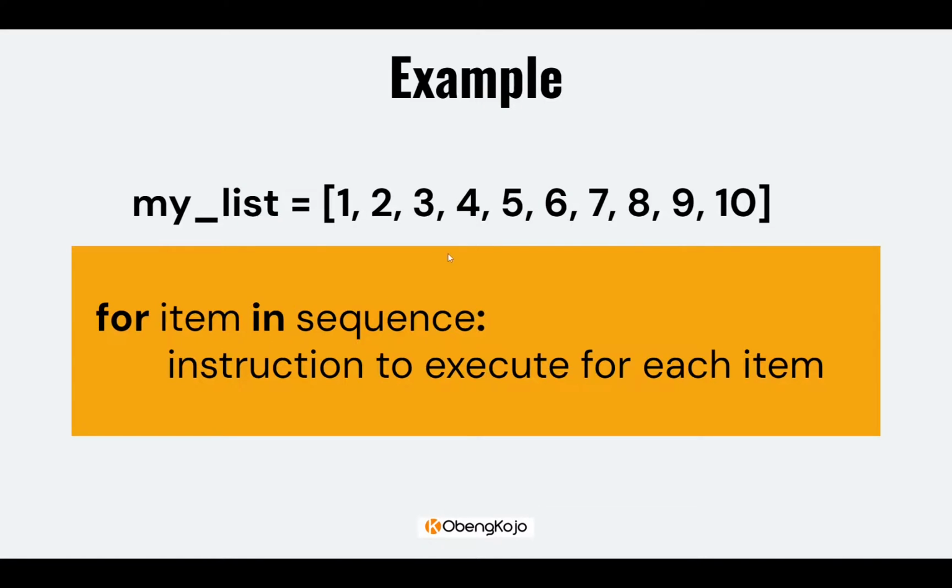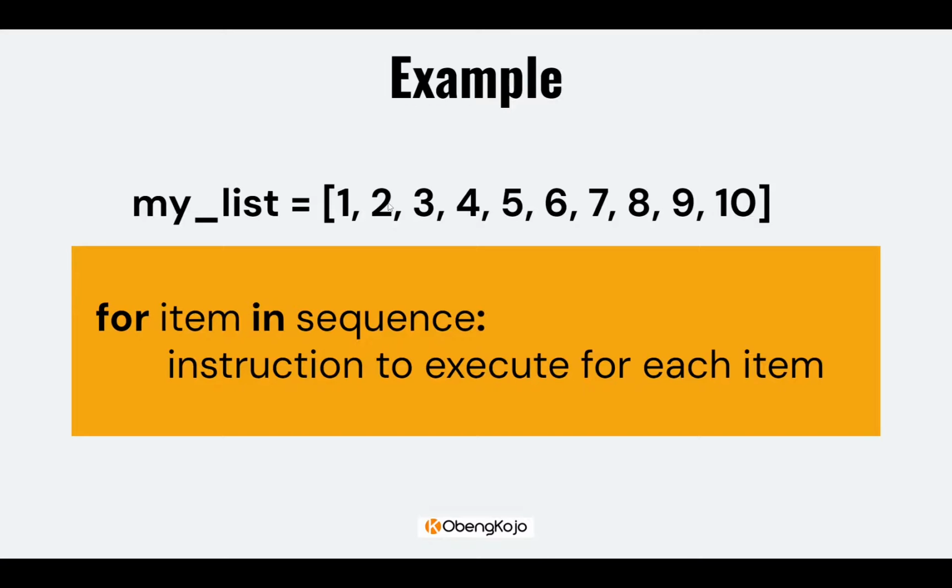Now let us look at a typical example. I've declared a variable my list, and in that I've stored some numbers. So if I say for item in sequence, I am saying for item, and this particular item refers to the very first number. So for each item in the sequence, for 1, perform this instruction. For 2, perform this instruction. For 3, perform this instruction. It picks every item in the sequence and then executes this instruction on that particular item.